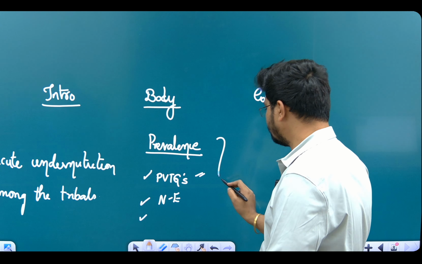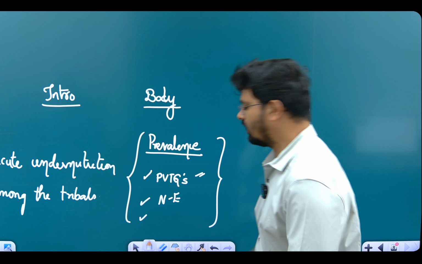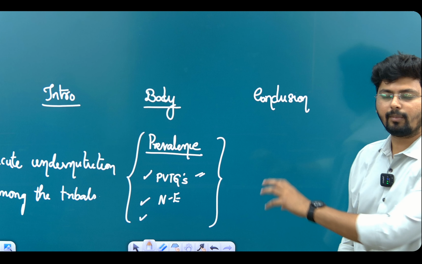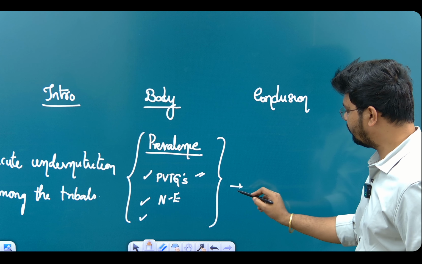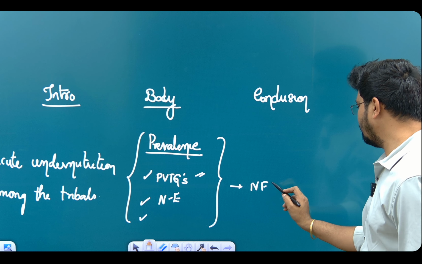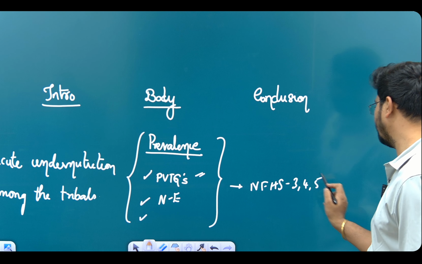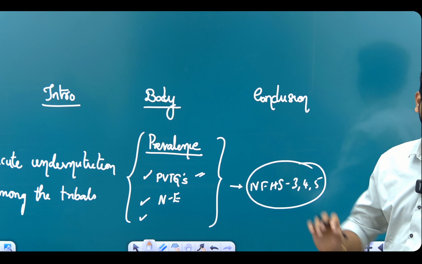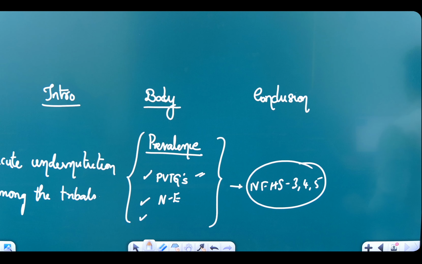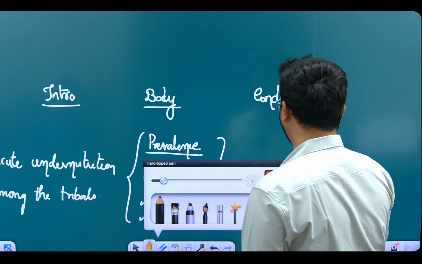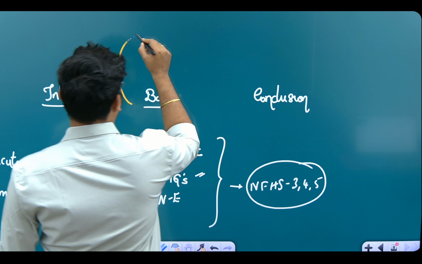So first you will try to show the condition of the tribes, and after showing this with the help of stats, you can take the help of the stats of National Family Health Survey 3, 4, 5. You can take the help of these and try to highlight it. And after that you write the contributing factors. So what are the factors that are responsible?